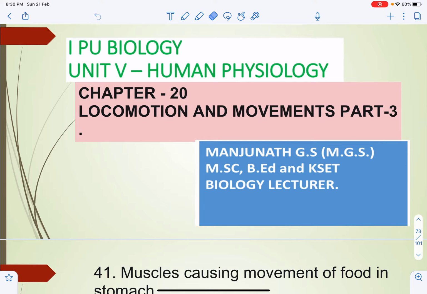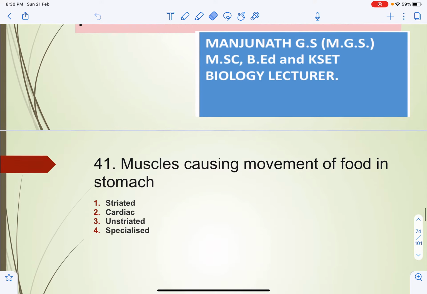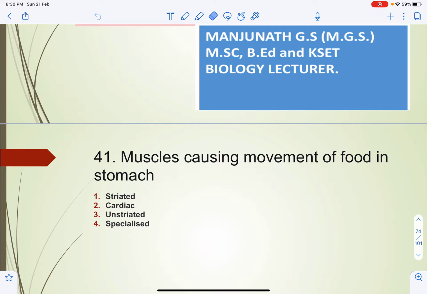In today's class we'll continue with the chapter Locomotion and Movement. We'll discuss the difference between red muscle and white muscle fibers. Along with that we'll discuss the disorders related to the muscular system, and the different types of joints. So let us take some questions related to the chapter. We already discussed the different types of muscles.